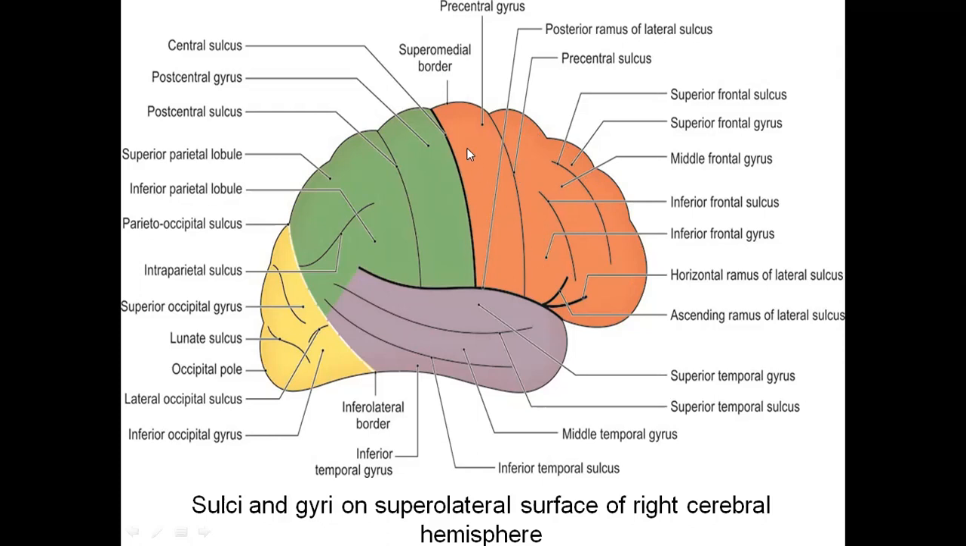Now, once you know the sulci, between the central sulcus and pre-central sulcus, this area is called the pre-central gyrus. Between the superior frontal sulcus and inferior frontal sulcus, we have 3 gyri: superior frontal gyrus, middle frontal gyrus, and inferior frontal gyrus. This is the stem of the lateral sulcus. The inferior frontal gyrus is subdivided into 3 areas by the ascending ramus and the horizontal ramus. The 3 areas are pars opercularis, pars triangularis, and pars orbitalis.